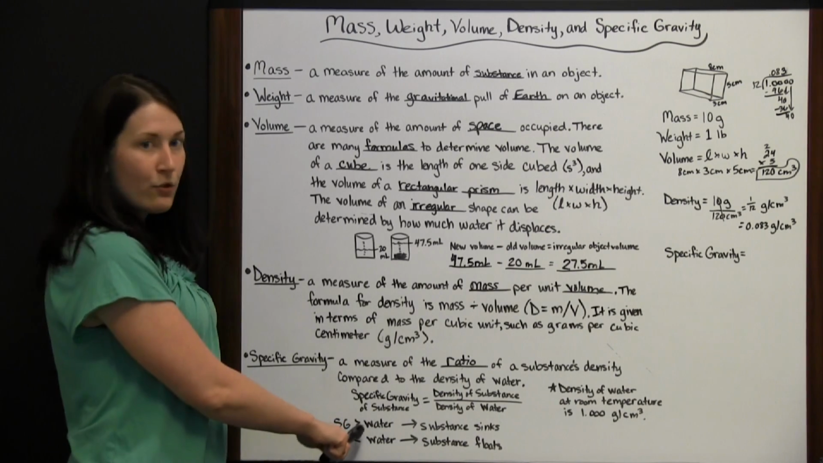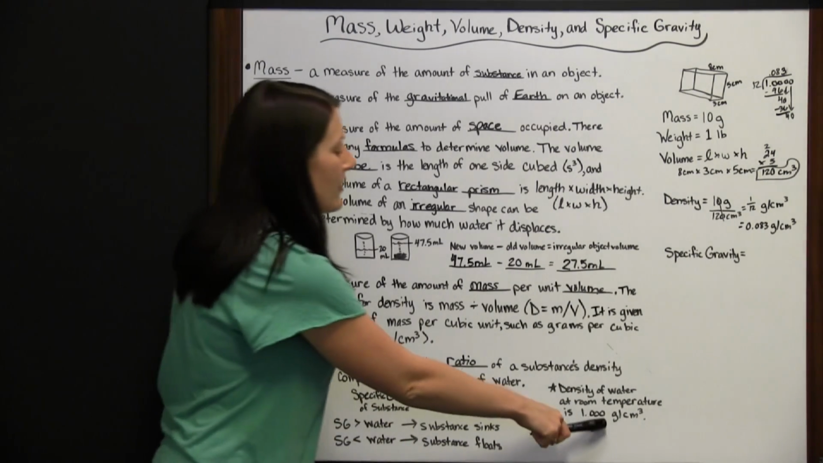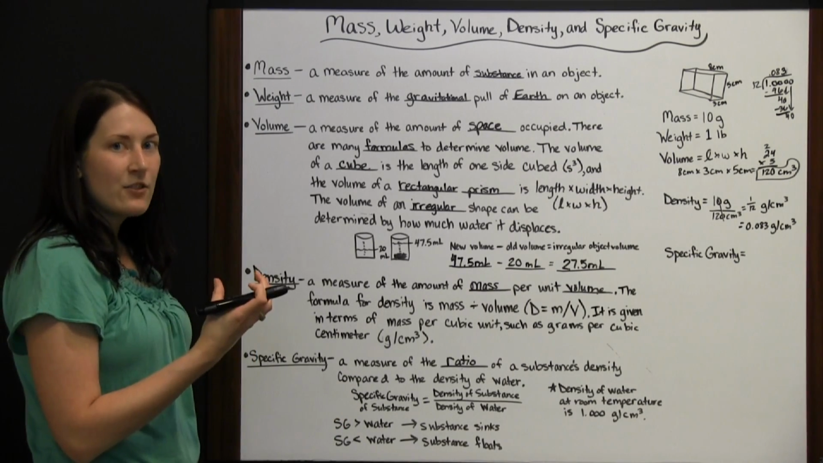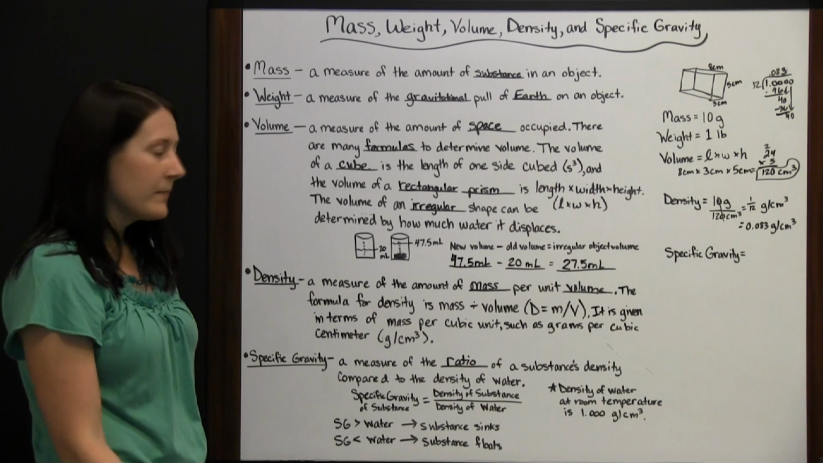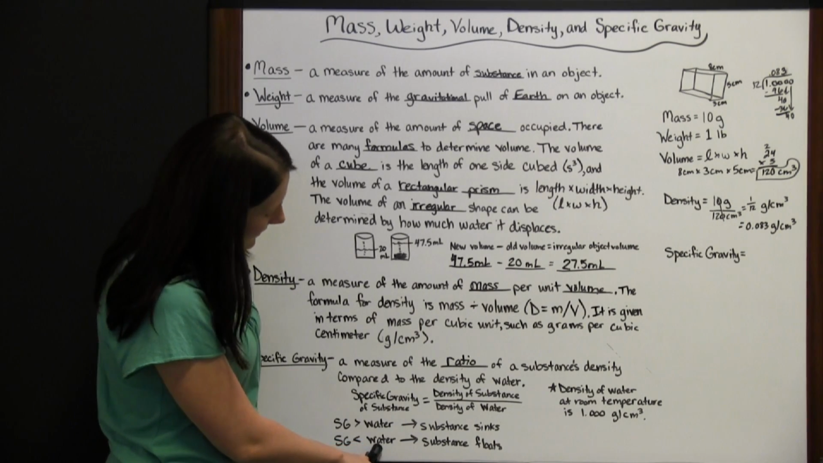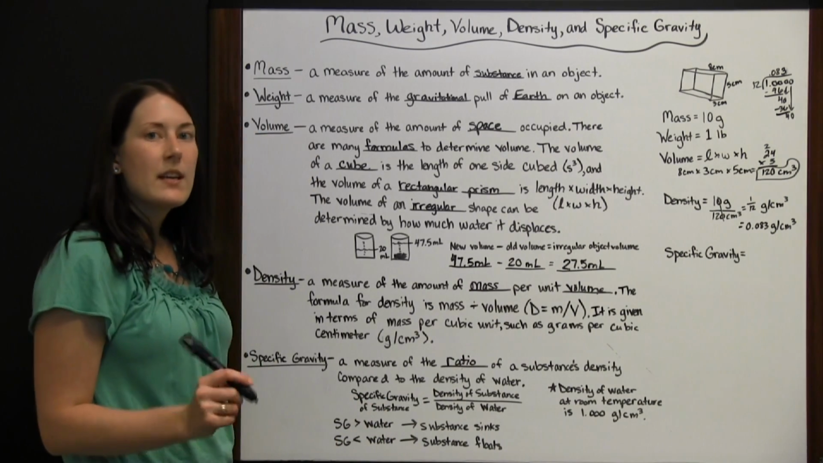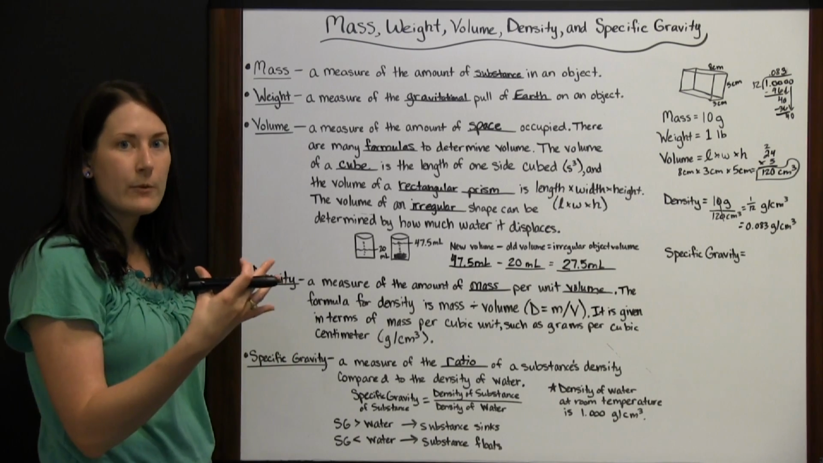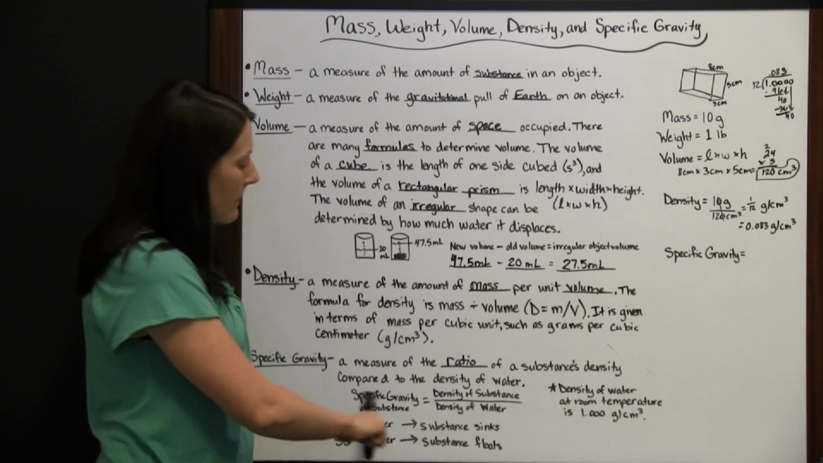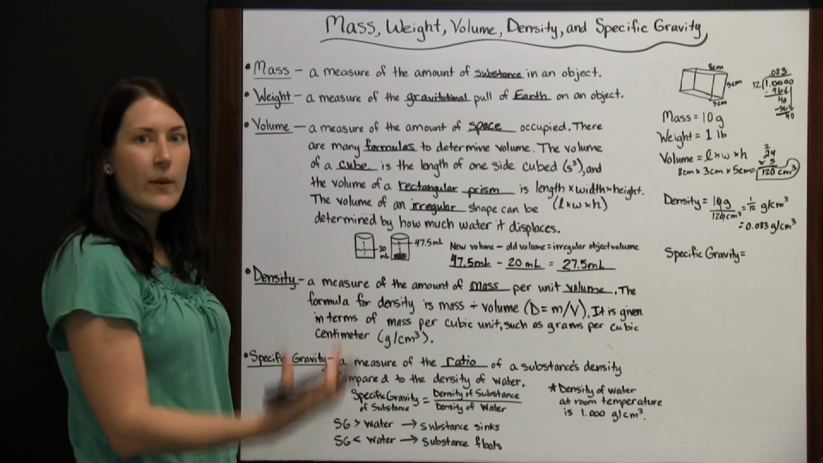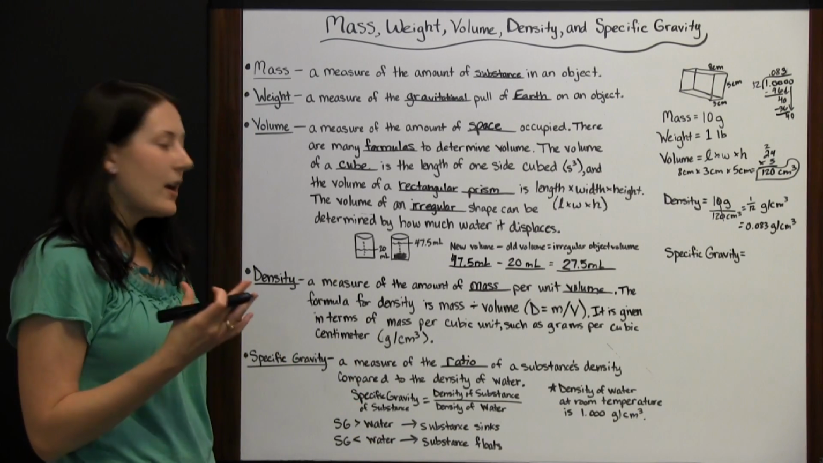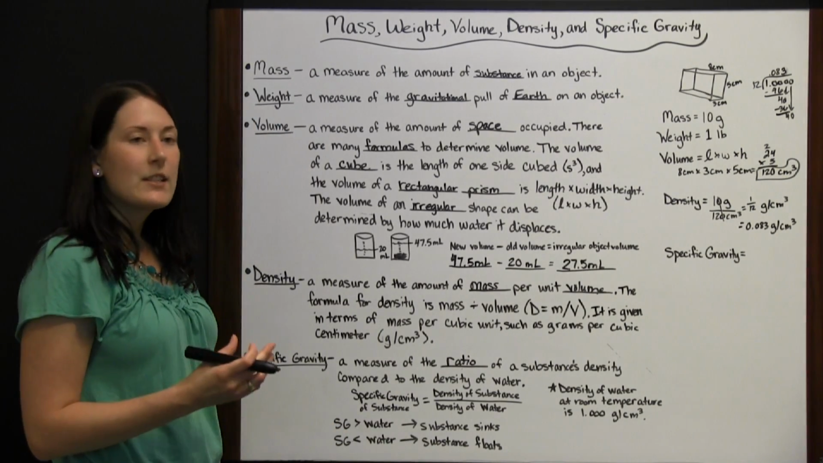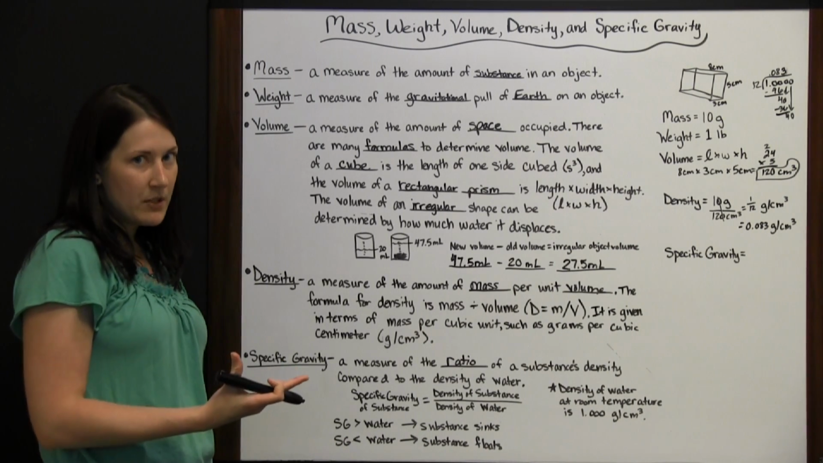Now, if your specific gravity is greater than that of water, so it's greater than 1 gram per centimeter cubed, then your substance is going to sink. It is denser than water, it's going to sink below the water. If your specific gravity is less than water, then your substance will float. It is less dense than the water, so it's going to float. For instance, if you put a penny in water, it's going to sink because it has a higher specific gravity than water. But if you have a piece of wood, it's usually going to float because it's going to have a lower specific gravity than water.